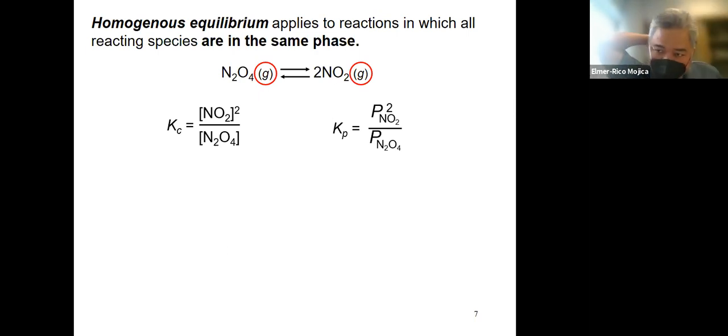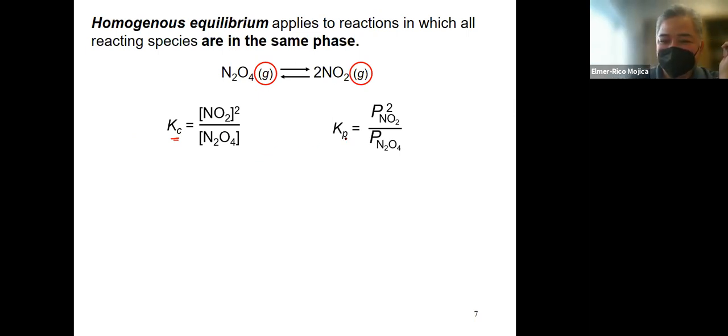Why can we express it in terms of the partial pressure? So if you have Kc, C here means concentration, not constant. The C here means the equilibrium concentration. P here is the equilibrium pressure.